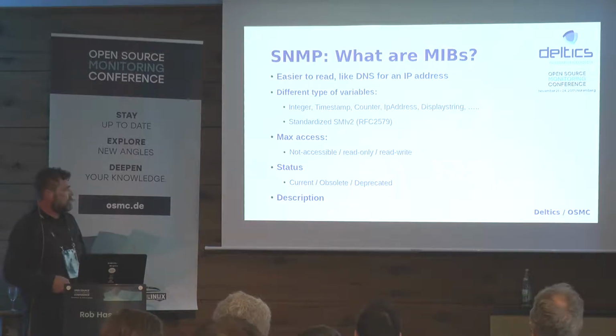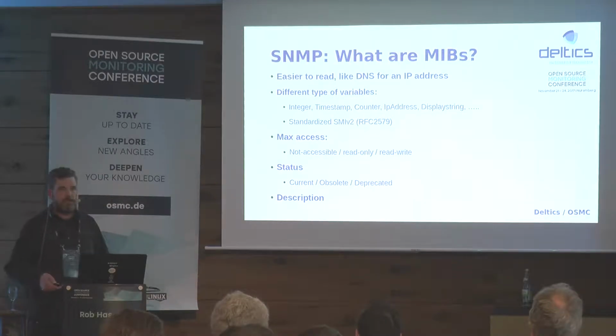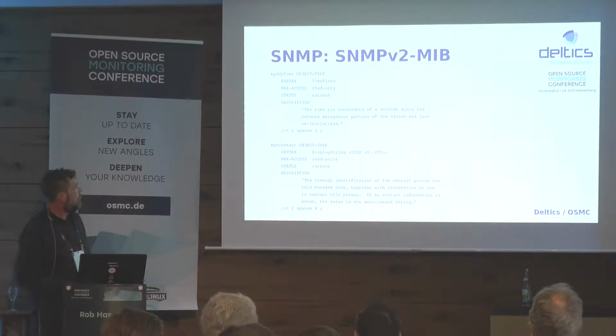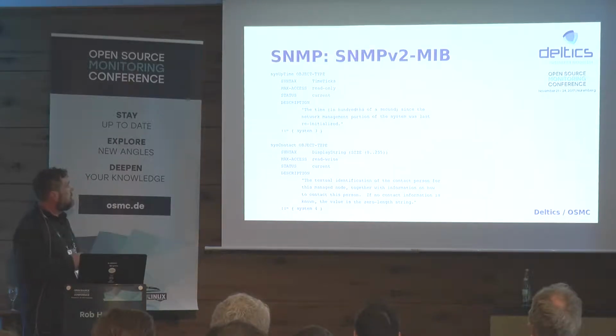In the MIB file there is also a description, and the description will tell you what the output can be and what it actually does. So what are you asking for, and it's well described this way. This is an example of a MIB file. We have here the system uptime, which has a syntax of time ticks. As I said, read-only, of course. Status is current, and the description says the time in hundredths of seconds since the network management portion of the system was last reinitialized.